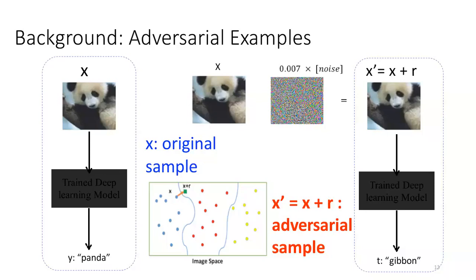From the original samples to the adversary samples, there are many different ways to search for this perturbation. Most papers use formulations with metric space definitions to limit the size of the perturbation R. It can be the L-infinity norm, or L0, or L2. We are going to investigate all these variations in the experimental setting of our approach. So this is the background of adversary examples.